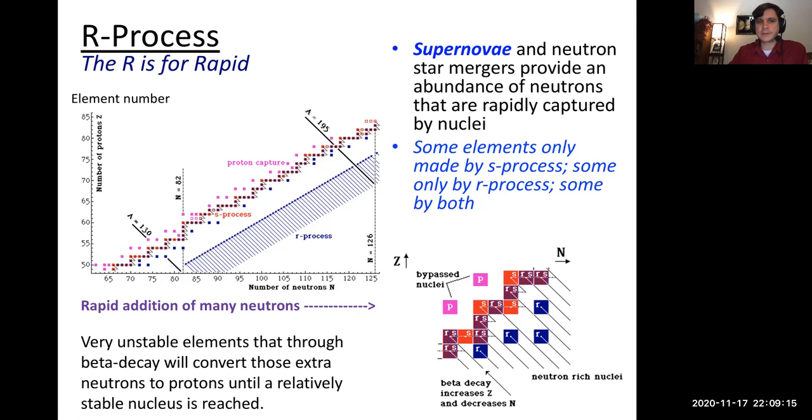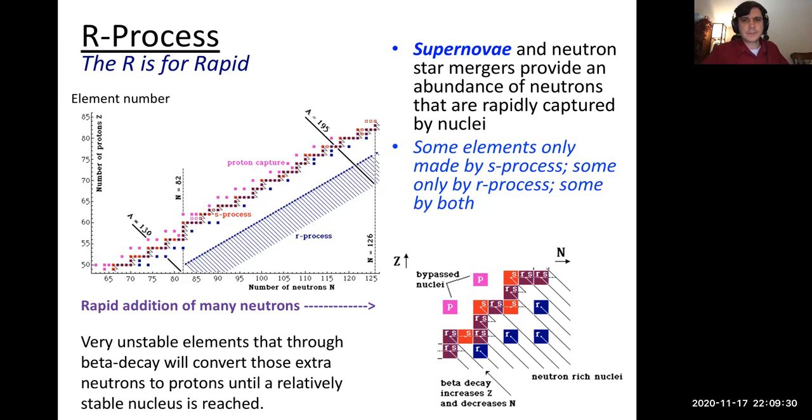So it's no longer like the slow one where you're just inching your way up. You're throwing on a bunch of neutrons and letting some crazy radioactive decays happen. And whatever comes out in the wash, those are the elements created by the R process.